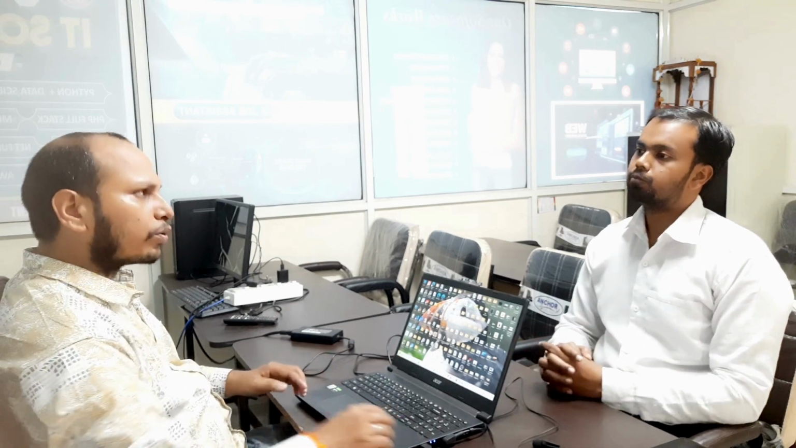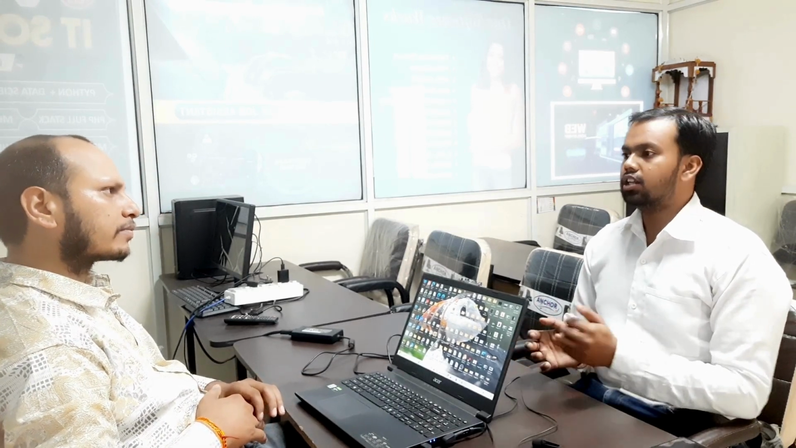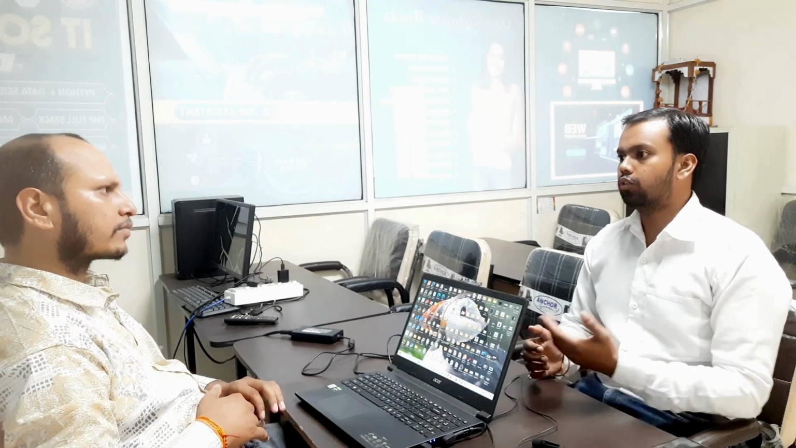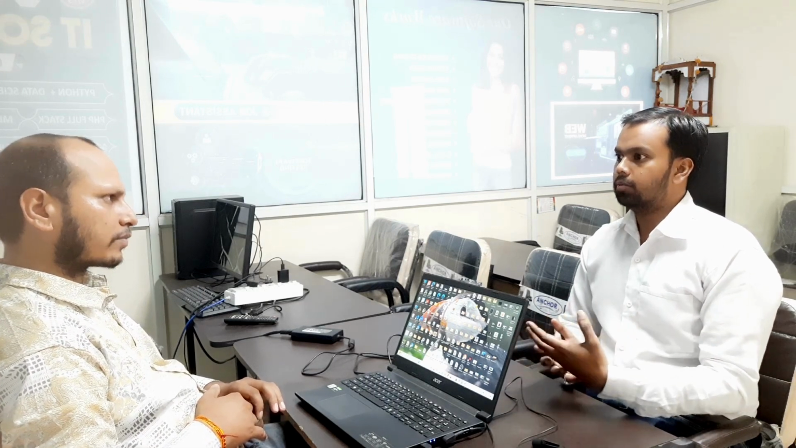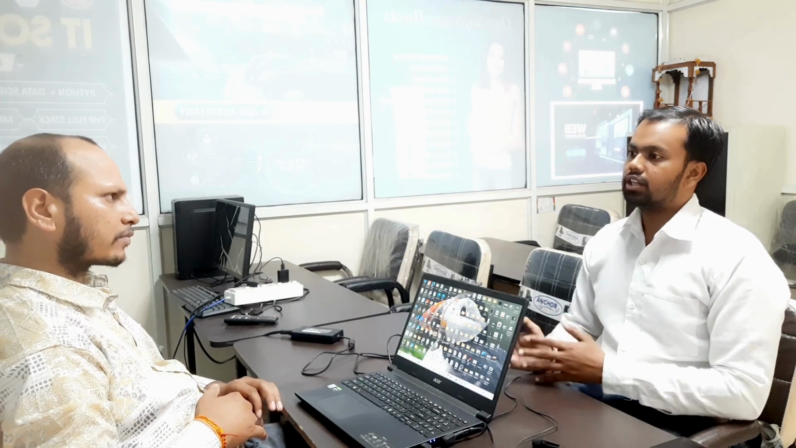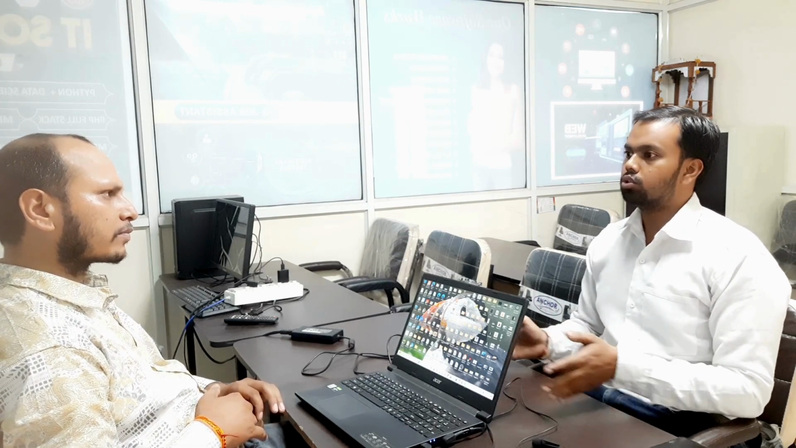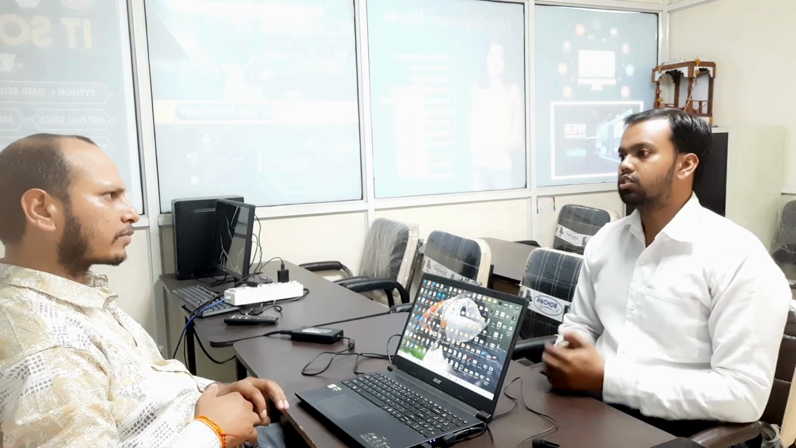What do you know about row span and col span? Row span is basically used to combine two rows of a table into a single row, whereas col span is used to combine two columns into a single column.